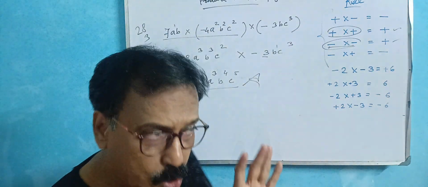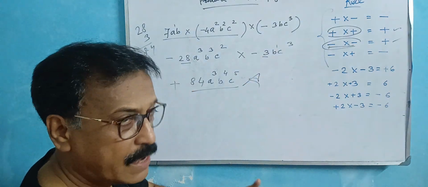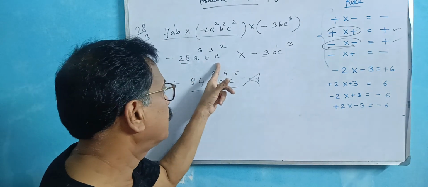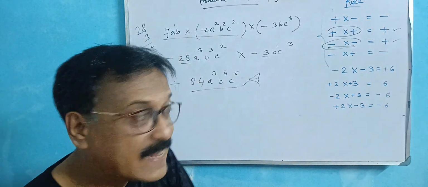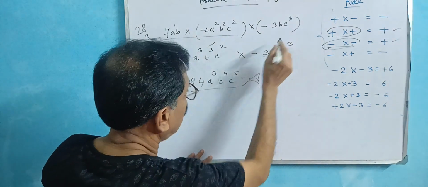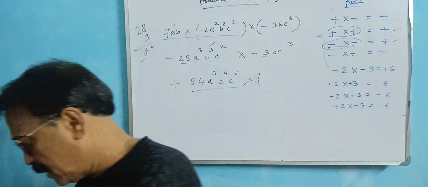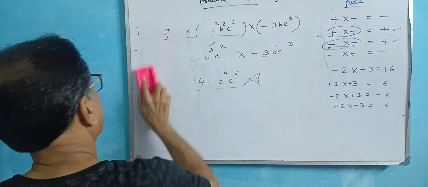Clear? So first you determine the sign, then you multiply the numericals, then you multiply the variables. When the bases are the same, the power is added. Here is 3, here is 1, so 4, here is 2, here is 3, 5. No problem. Now the other side, clear?